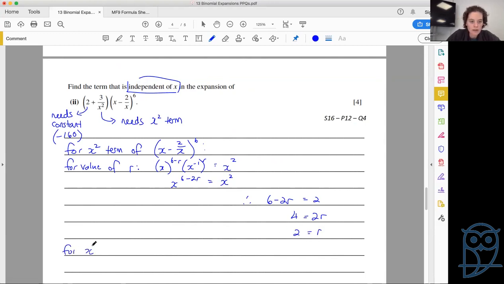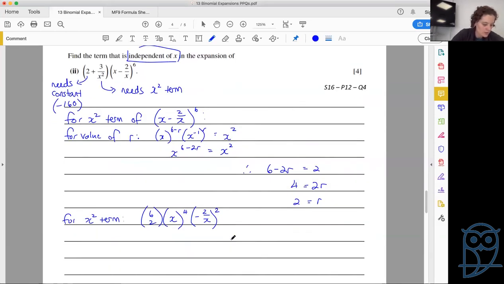So for the x squared term, we want 6C2. A position to the 4, B position to the r. 6C2 is 15, x to the 4. This is squared, so we go nice and even. So we have 4 over x squared. 15 times 4 gives us 60, and those cancel to give us x squared.